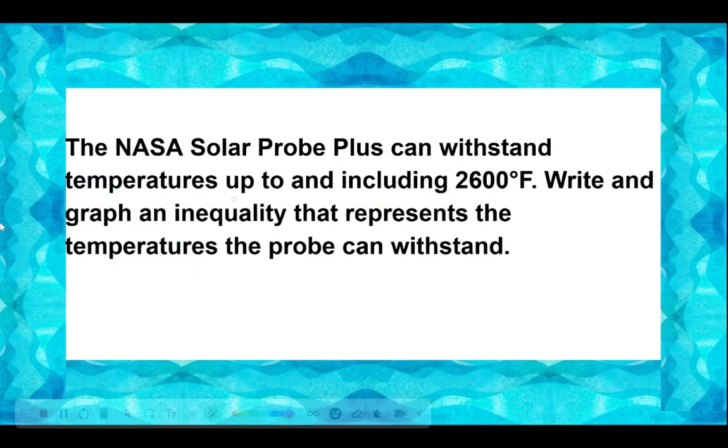All right. The NASA Solar Probe Plus can withstand temperatures up to and including 2,600 degrees Fahrenheit. Write and graph an inequality that represents the temperatures the probe can withstand. So up to and including. So I'm going to put a variable, I'll just use x. Can it go over 2,600? No, it's only up to and including. So it's less than or equal to, because it could include 2,600 degrees Fahrenheit.